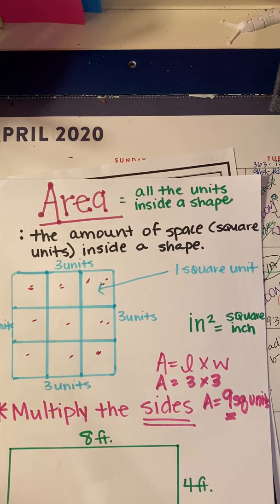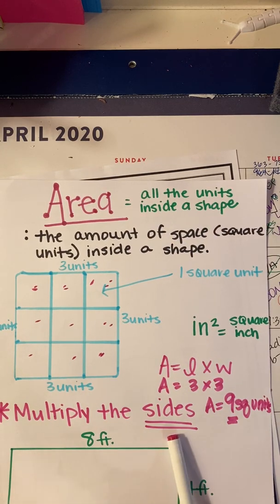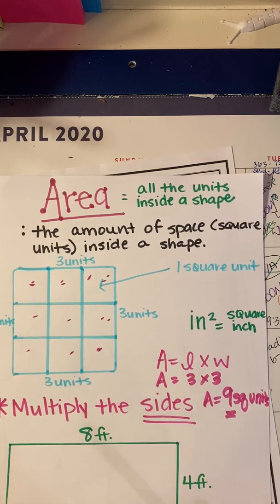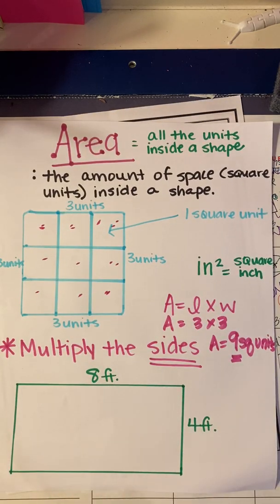All right, so basically with area, we're multiplying the sides. That's the biggest thing to remember, that we're multiplying the sides here. So let's find the area of this rectangle down here.